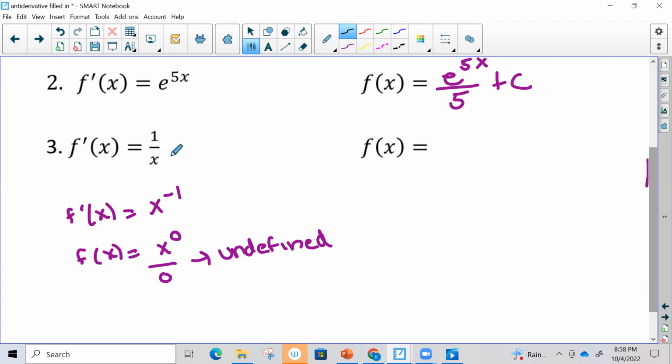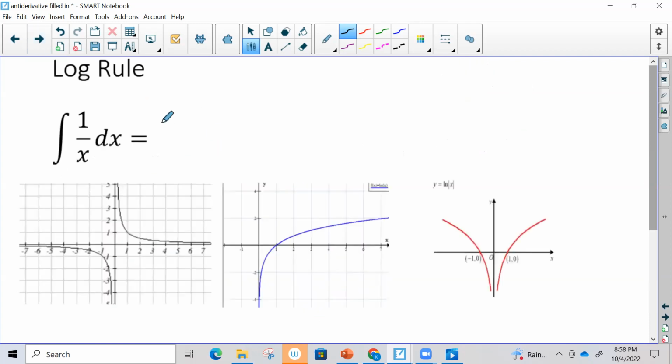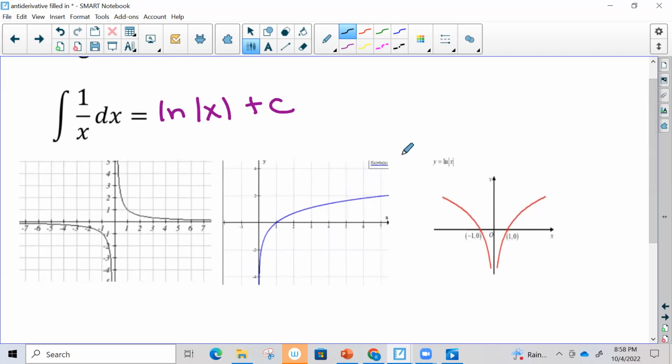But that's not the case, because we do know a function that has this as its derivative, and that was the ln of x. So the derivative of ln of x was 1 over x. So the antiderivative of 1 over x is ln of x plus c. Now we write it as ln of the absolute value of x plus c. That's really the rule for when we take the antiderivative of 1 over x. Again, 1 over x is the same as x to the negative first. So if you ever see that, the integral is also the ln of the absolute value of x plus c.